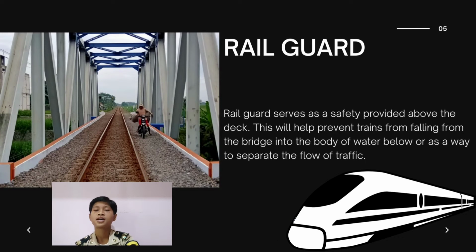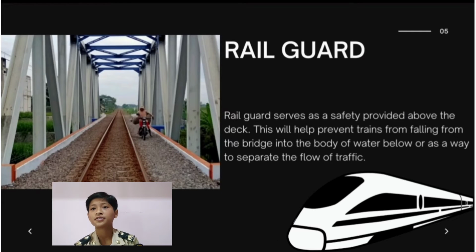So next is the rail guard. The rail guard serves as a safety feature provided above the deck. This will help prevent trains from falling from the bridge into the body of water below, or serve as a way to direct the flow of traffic. The rail guard also serves to dampen the vibration transmitted from the main rail to the bridge, and at certain times it serves to reduce the occurrence of deflections due to the pressure or load when the train passes.